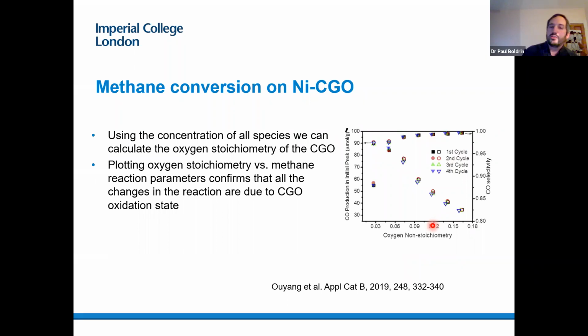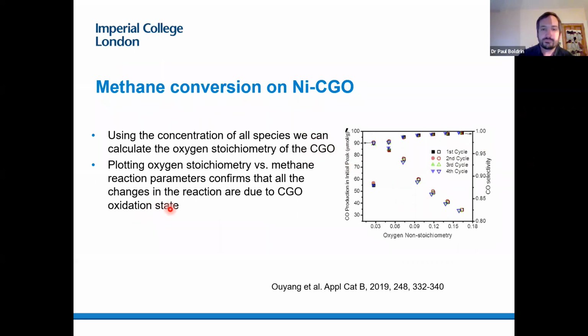So the other thing we could do with this technique is measure how the stoichiometry of the CGO is changing as we do these pulses. Because obviously as we do the pulses, the oxygen is coming from the CGO and that oxygen is not replenished. So gradually it becomes more and more reduced.